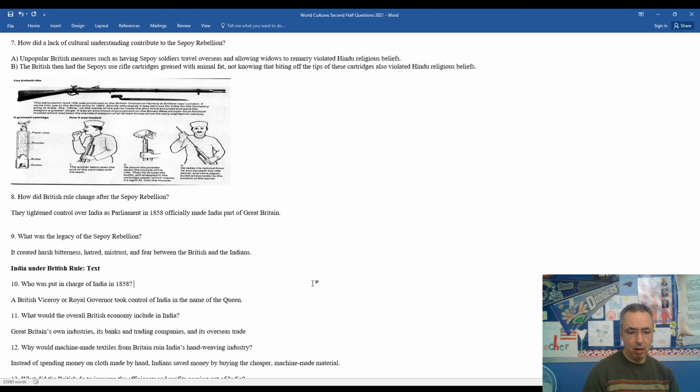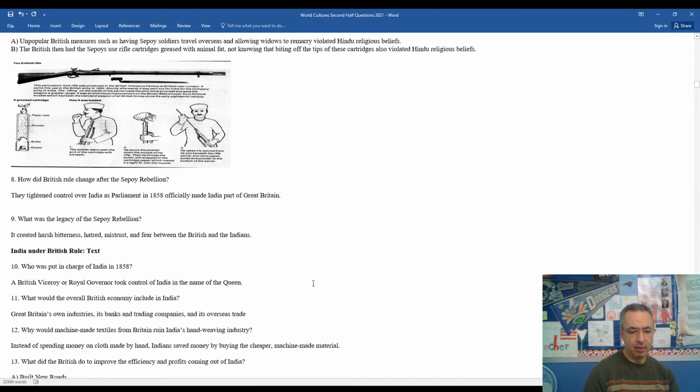12. Why would machine-made textiles from Britain ruin India's hand-weaving industry? Instead of spending money on cloth made by hand, Indians saved money by buying the cheaper machine-made material from the British.